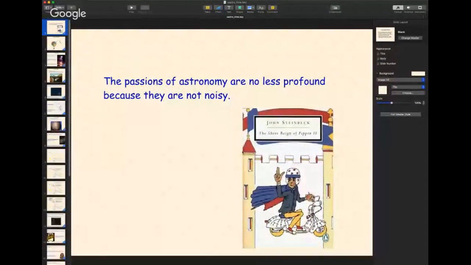So let's do it. Let's talk about time through the ages. The passions of astronomy are no less profound because they are not noisy. This is a line out of John Steinbeck's novel, The Short Reign of Pippin IV. It was the only political satire that Steinbeck wrote. It's a very short book. I encourage you to read it if you want to read something a little bit out of the norm, since it was sort of the typical Steinbeck fare.